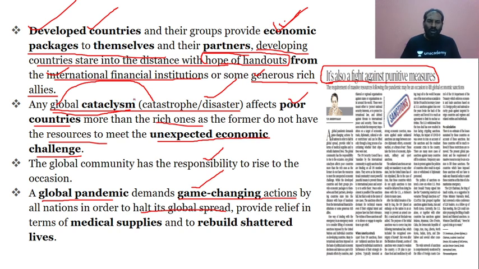All together, the entire globe or the countries have to come together to make sure that the poor countries or the developing countries should be assisted by the economic package by the developed countries. And not only that, the game changing action has to be that there has to be medical supplies and to rebuild the shattered lives. Shattered lives is in regards to the economic crisis we are facing.